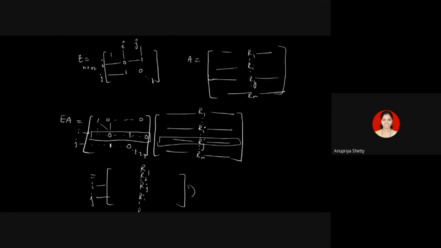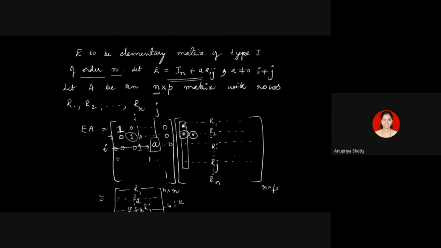So what has happened here? The ith row and the jth row of the matrix A are getting interchanged, right? So on left multiplication by a type 2 elementary matrix, where the changes in that elementary matrix are in the ith and the jth positions respectively, what it does is interchange the two rows of the matrix A. That is precisely the elementary row operation of type 2.